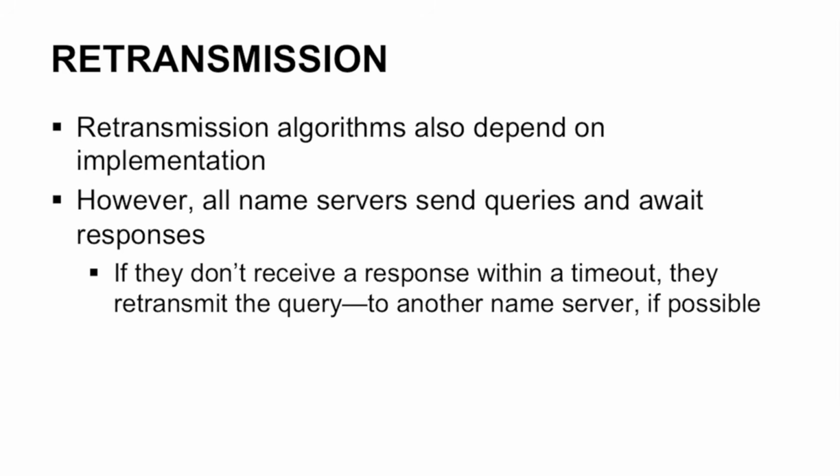Like server selection, retransmission algorithms are also dependent on the name server implementation. But all name servers send queries, await a response, and retransmit if they don't hear back within some timeout. Given a choice of authoritative name servers to query, they'll usually choose another to query rather than retransmitting to an unresponsive name server. Bind will keep trying the authoritative name servers for a zone for tens of seconds before giving up.